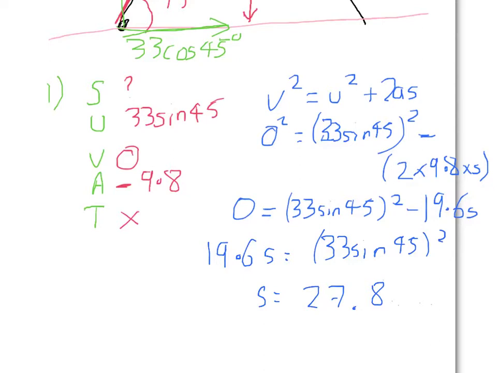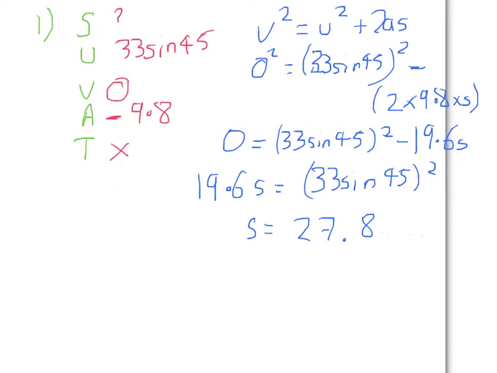Now, because we've only got our initial acceleration to two significant figures, we can only give our answer to two significant figures. So this is going to round up to 28 meters. So the greatest height this particle reaches is 28 metres.